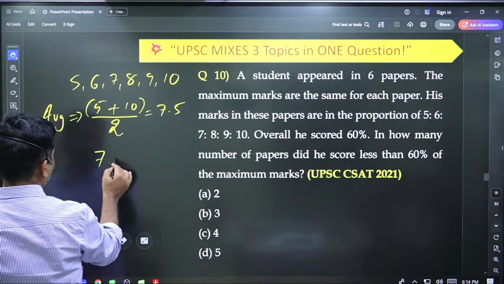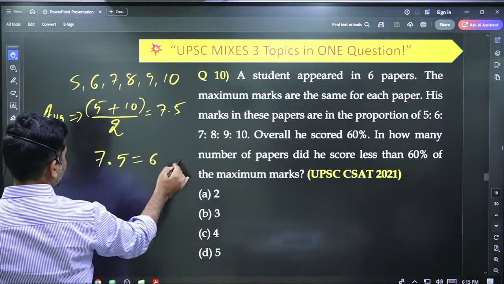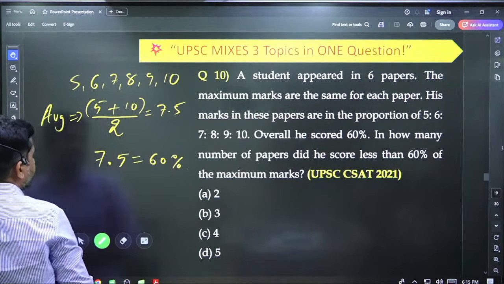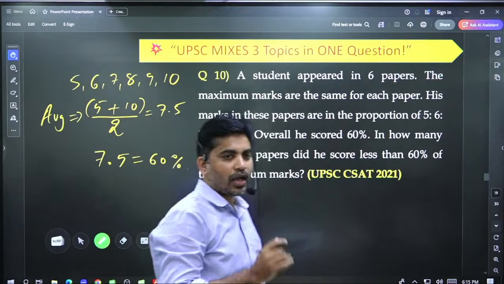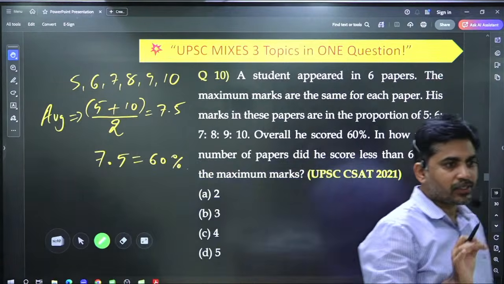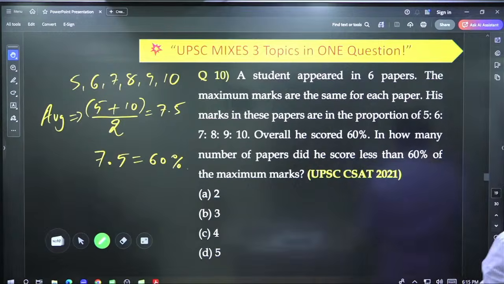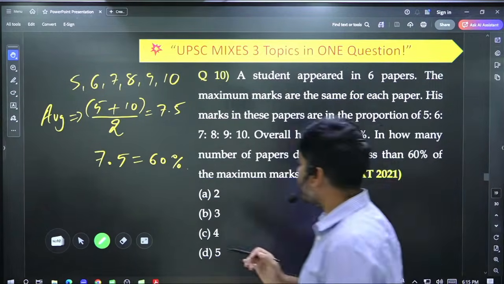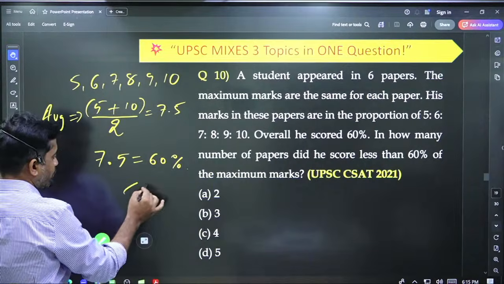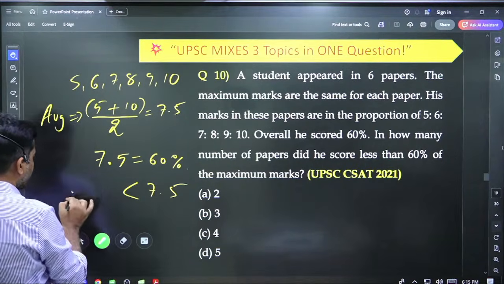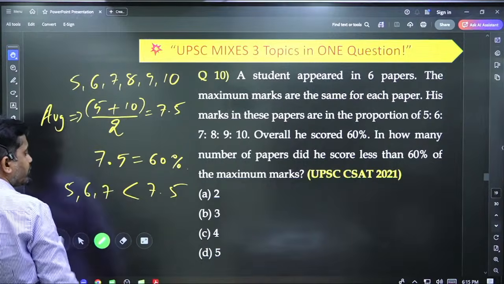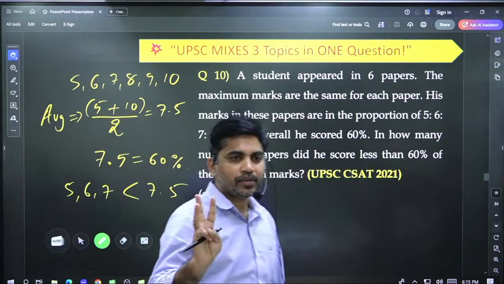Nothing but according to the question it is 60%. Average mark 7.5, which is 60%. Question is, in how many papers you got less than 60? It means less than 60, leave it, less than 7.5, how many? First 3 papers. 3 papers is the answer.